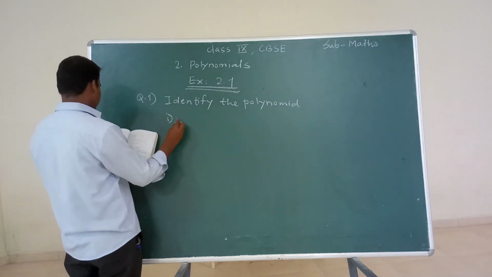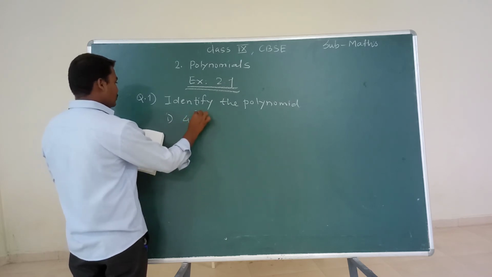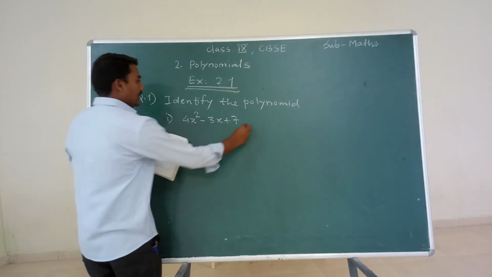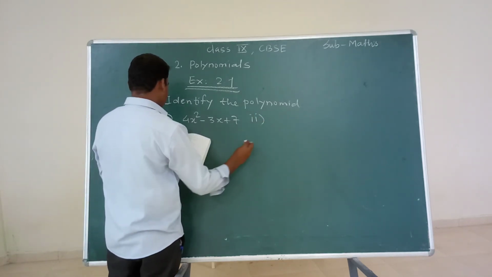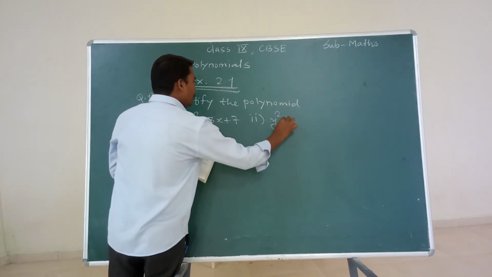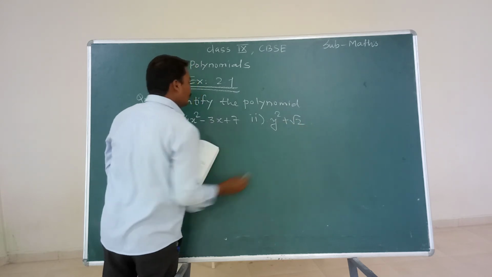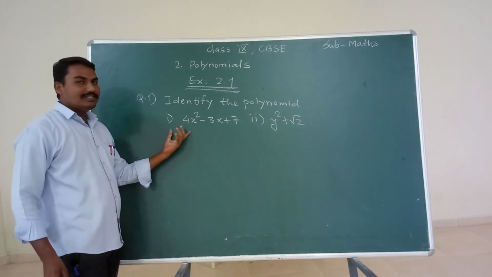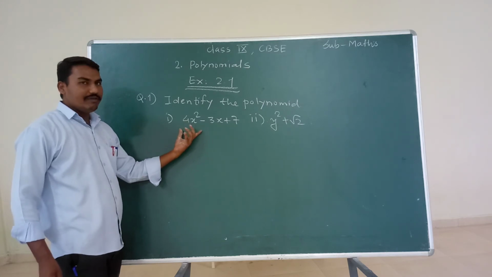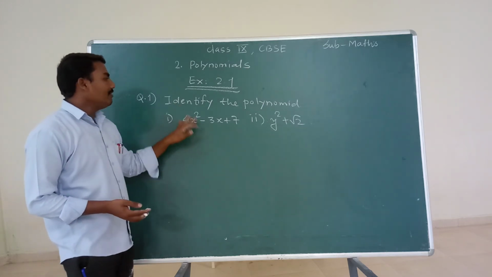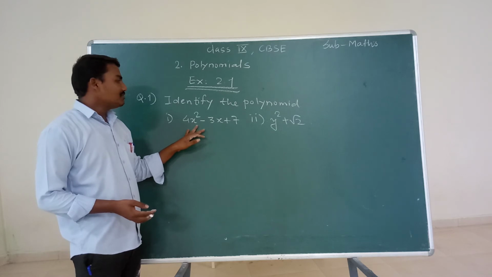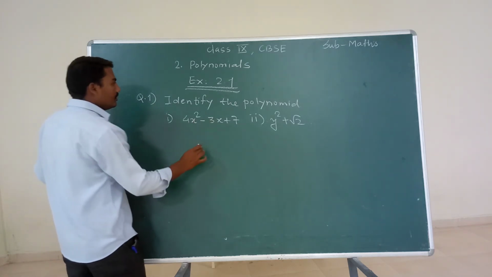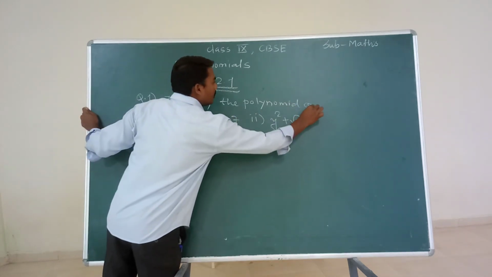First question, 4x square minus 3x plus 7, and second question, y square plus under root 2. Now these two expressions are given to you, and you have to identify whether the given expressions are polynomial or not.